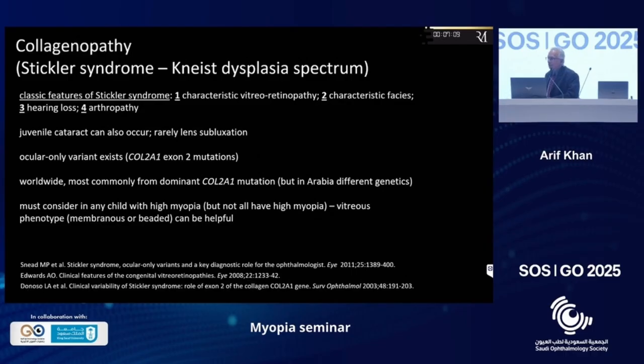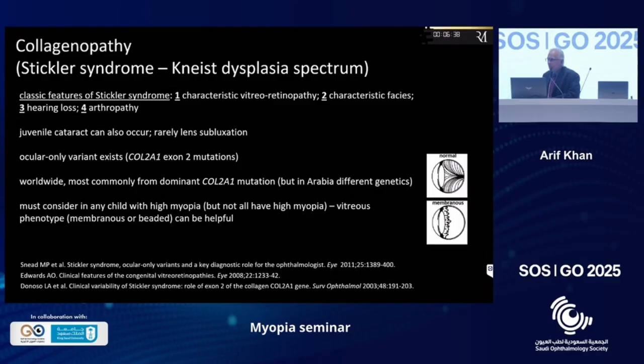Now, Stickler syndrome is a collagenopathy, one of several different collagenopathies. We know about Stickler syndrome from the risk for retinal detachment, from the very high myopia, hearing loss, flat face. But some of these patients present with ocular-only findings. And only the ophthalmologist can diagnose or raise suspicion for the diagnosis. And looking at the vitreous is very, very powerful in these cases.